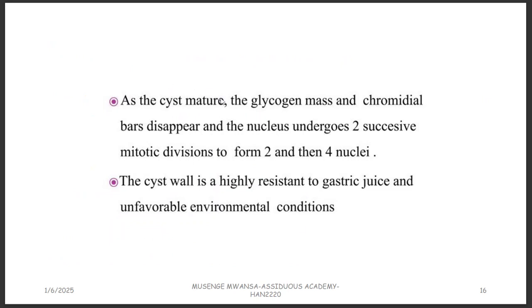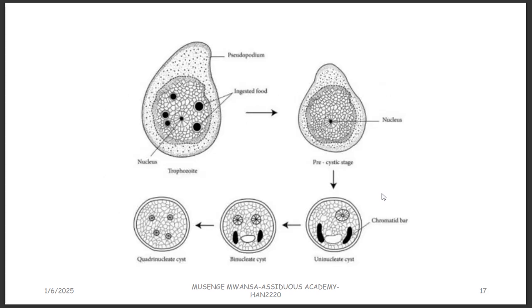So we are saying that as the cysts mature, the glycogen mass and chromatoid bars disappear, and the nucleus undergoes two successive mitotic divisions to form two and then four nuclei. So the mature cyst has four nuclei and it is resistant to stomach acid. You can see the nucleus was just one here, but by the time it becomes mature, you have four nuclei. You can also see there is a cyst wall, and then you have two chromatoid bars and one glycogen mass here, the one that you can see in white there.